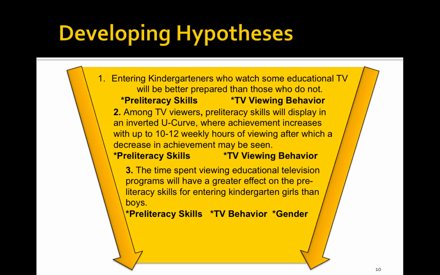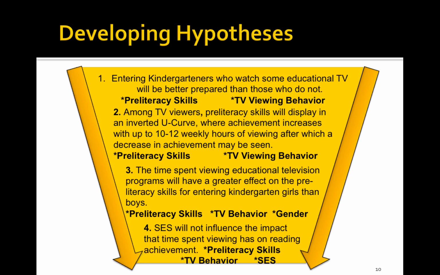Next hypothesis examines also pre-literacy skills, and it also looks at TV behavior, but it adds in the component of gender, which I know might be influential in the outcome. And finally, the same thing happens in hypothesis 4, but with socioeconomic status. I need to consider this because the existing research does say this might in fact influence my outcome.